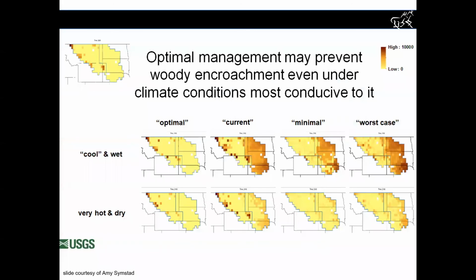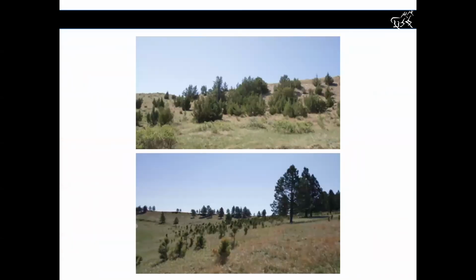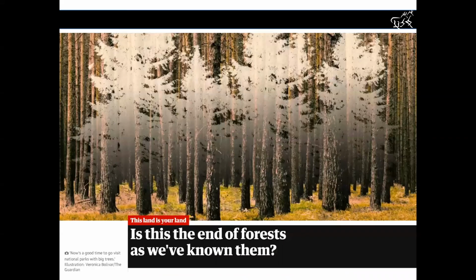I wanted to start right where Amy left off with this really cool modeling approach to try and understand where tree encroachment is a threat. And I would say that's quite an ecological transformation, to see our Great Plains and our grasslands turning into woodlands or forests. And this is actually quite similar to the kinds of changes that are happening across the globe, some of which you've probably seen in the popular literature.